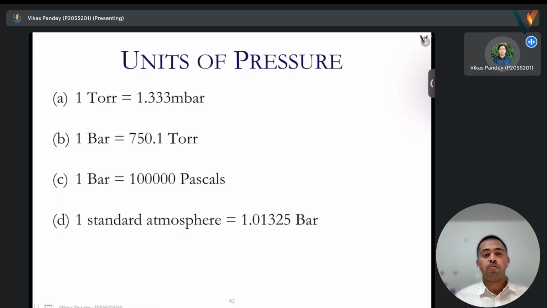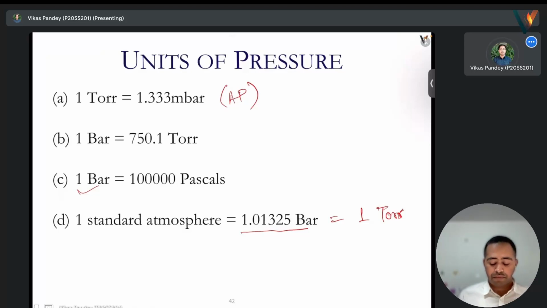So 1 torr is equal to 1.33 millibar. That is the atmospheric pressure. Okay, 1 bar is again equal to 750 torr. 1 bar equals 100,000 pascals, and one atmospheric pressure is equal to 1.01325 bar, or 1 torr. Okay, fine. So these are units of pressure.